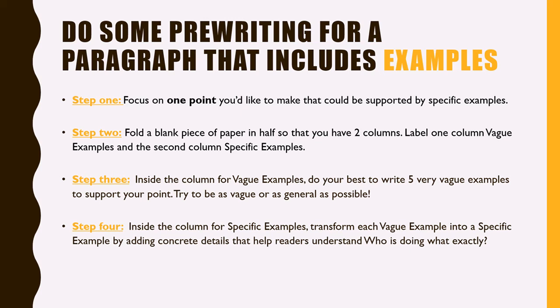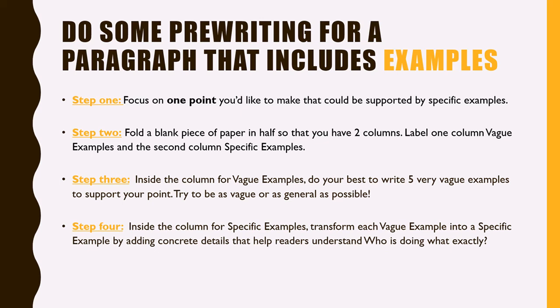I'd like you to fold a piece of paper in half so that you have two columns. Label one column vague examples and the second column specific examples. And I'm going to show you an example of what we're going to do next with this, but let me explain the instructions first and then I'll show you an example.